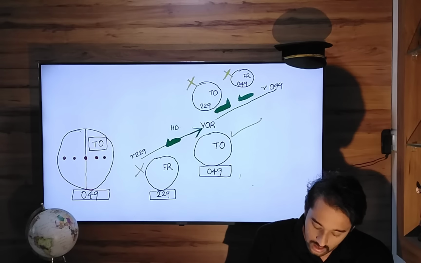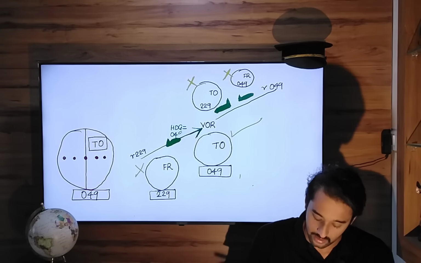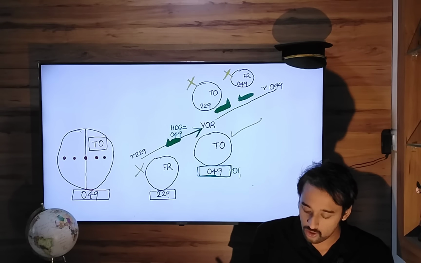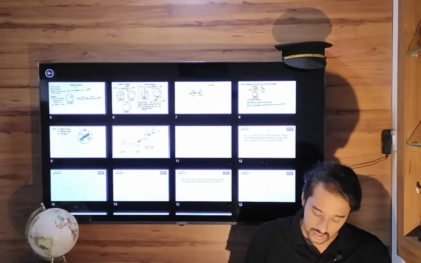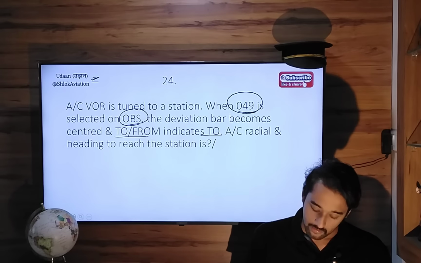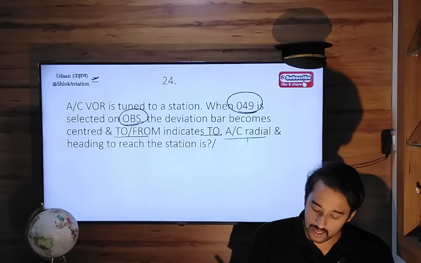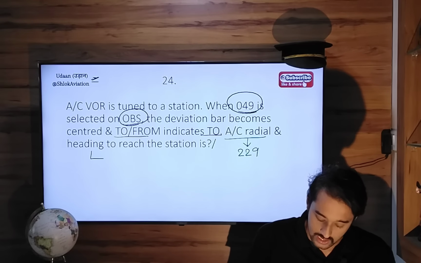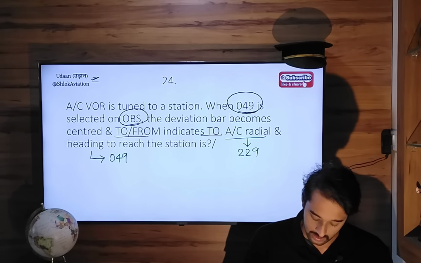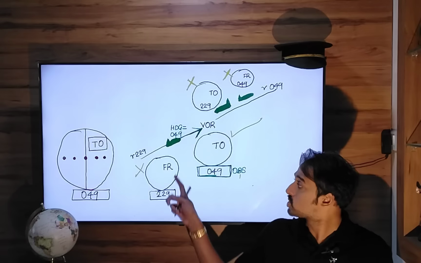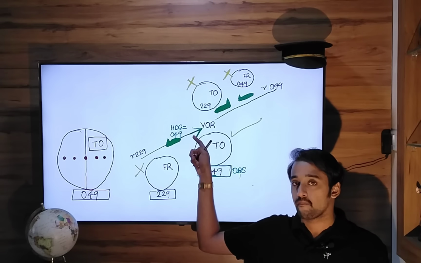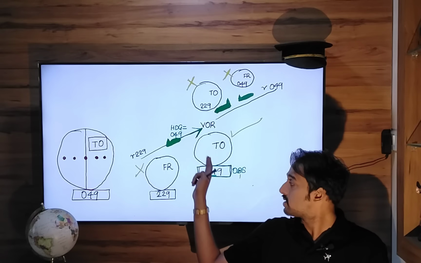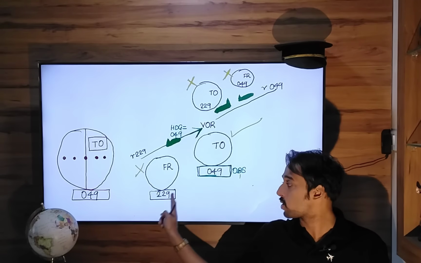Heading of 049, and the OBS will also be 049. So this is the final answer to your question. The aircraft is situated on radial 229 and the heading to reach the station is 049. Being on radial 229, it is flying inbound to the VOR, and therefore we have put 049, not 229.